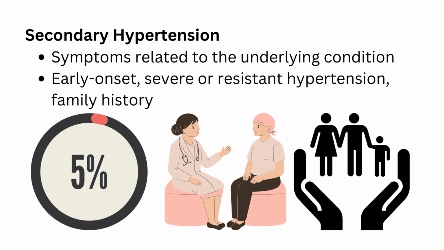Secondary hypertension is high blood pressure that is caused by another condition or disease. It is less common, accounting for 5% of cases. Clinical features may include symptoms related to the underlying condition. Presentations that should raise suspicion of secondary hypertension include early onset, severe or resistant hypertension. A suggestive family history or clinical clues can point to a specific secondary cause.